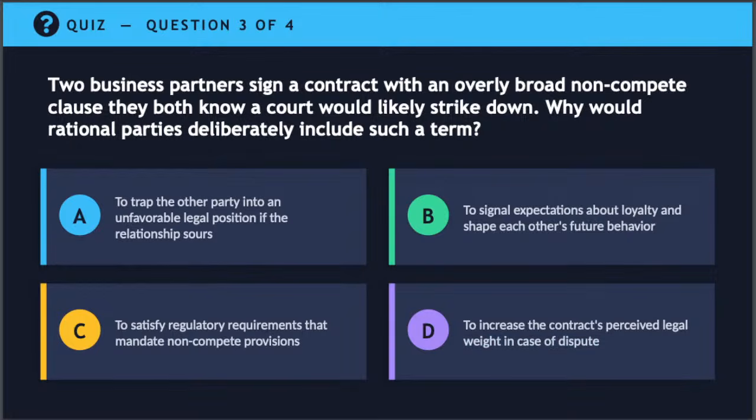All right, so we have a couple really good answers here, a couple ridiculous answers. Anyone want to take a stab at question 3?